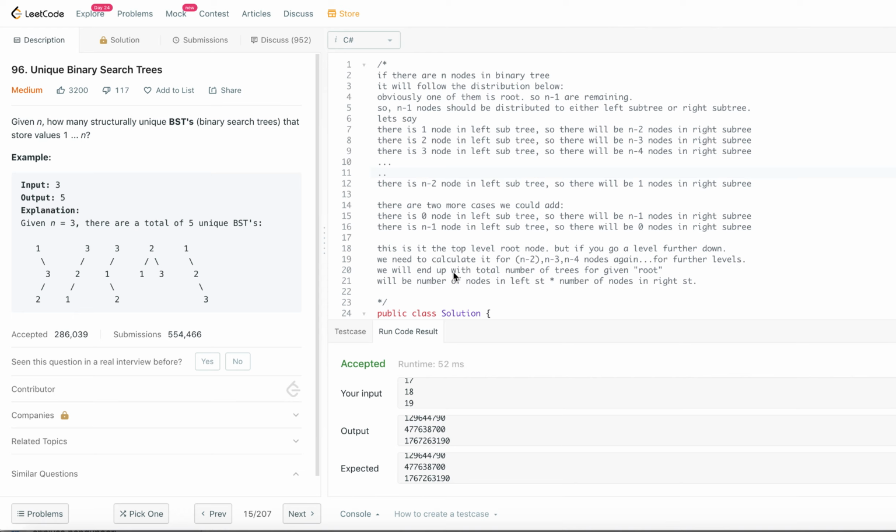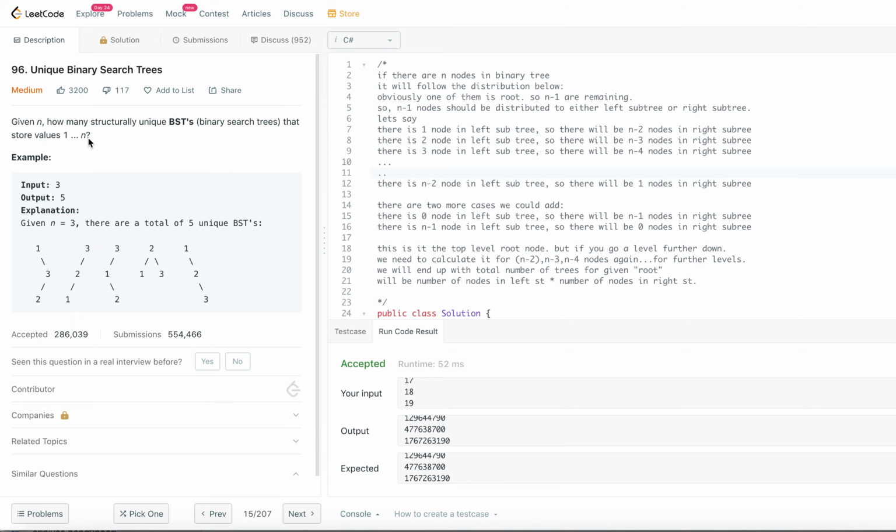Unique binary search trees. Given n, how many structurally unique BSTs store values 1 to n? So basically we are given a number n, and the values start from 1 till n. Now we need to identify how many unique binary search trees are structurally possible.